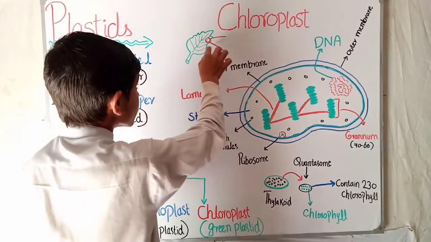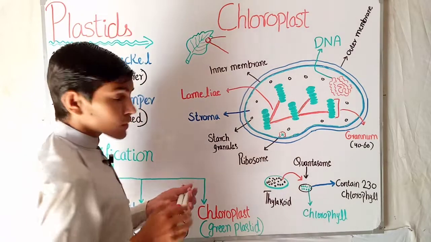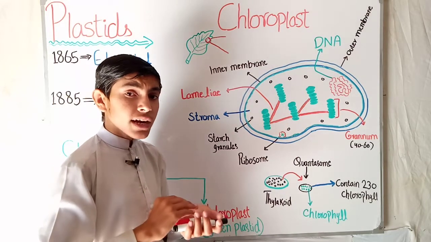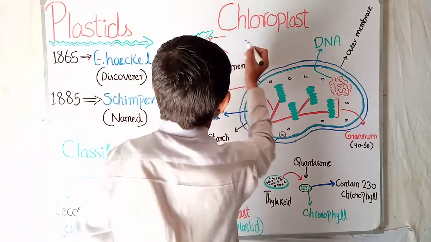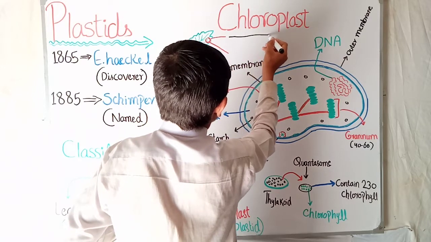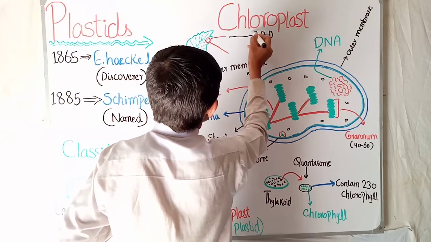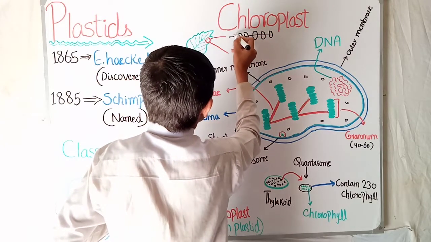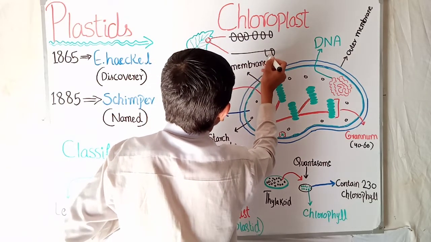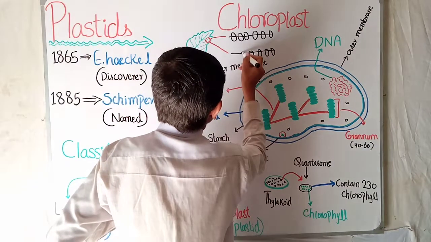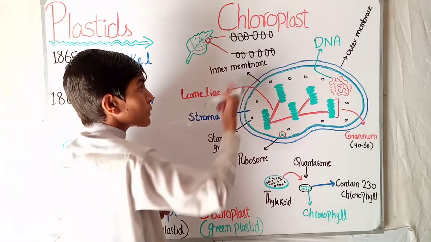If we talk about the leaf structure, so this is the leaf. In the leaf, the outer surface is called the epidermis, made of epidermal cells. If we draw the diagram here, these are the cells which are called epidermal cells. This one is called the upper epidermal cell, while this is called the lower epidermal cell.